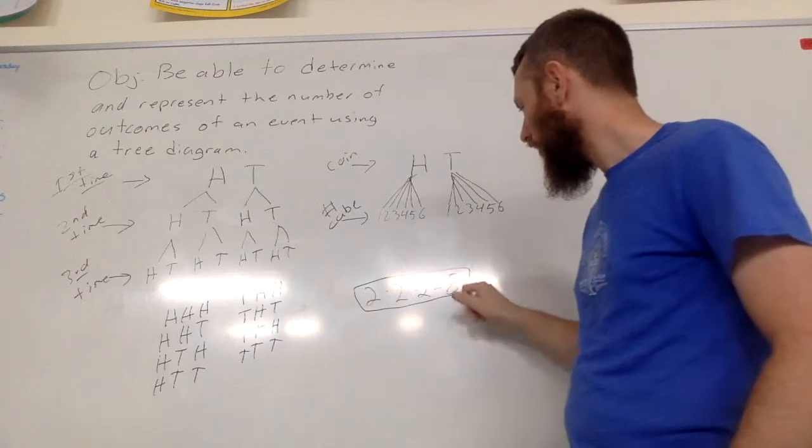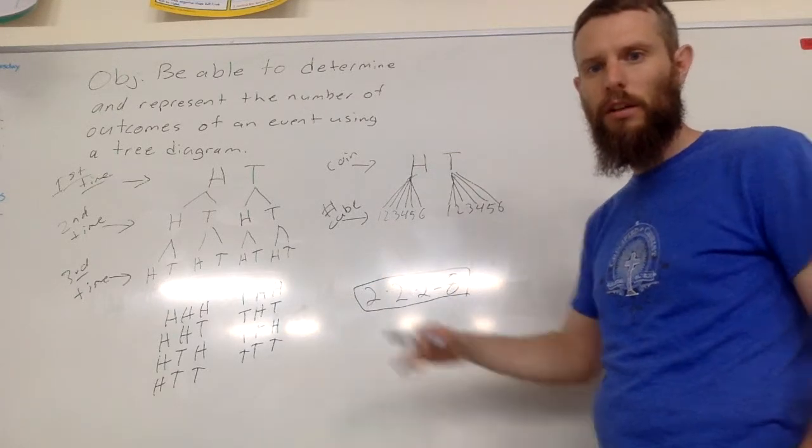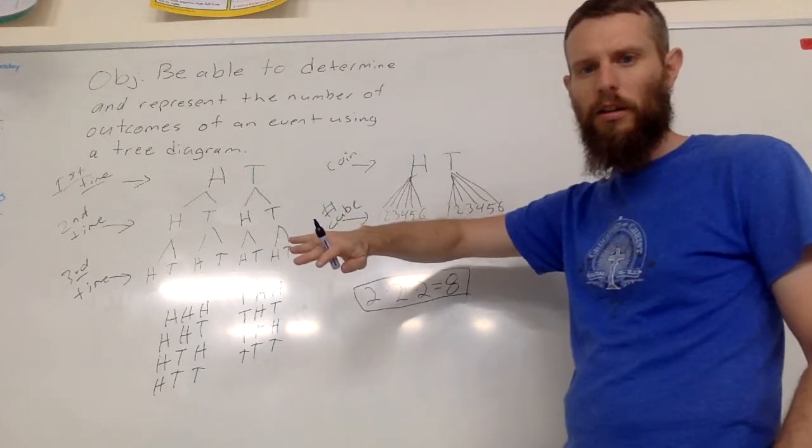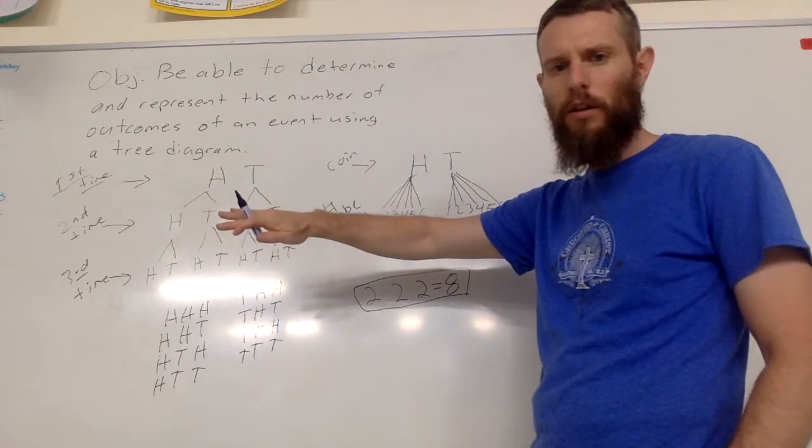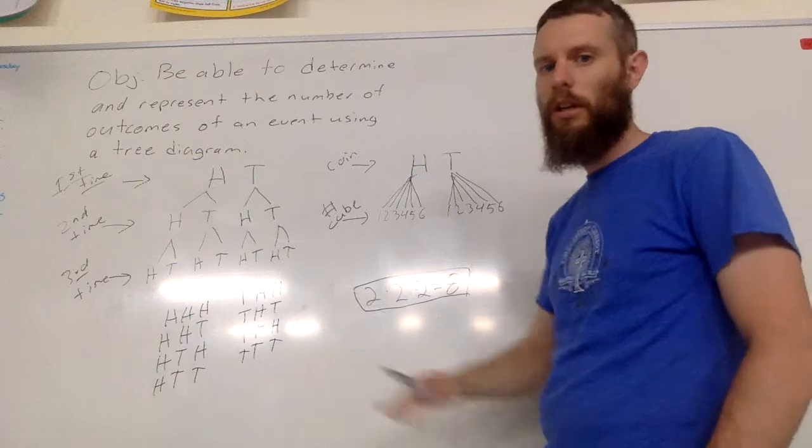And so the counting principle will tell you the number of outcomes, and the tree diagram will tell you the possible outcomes.